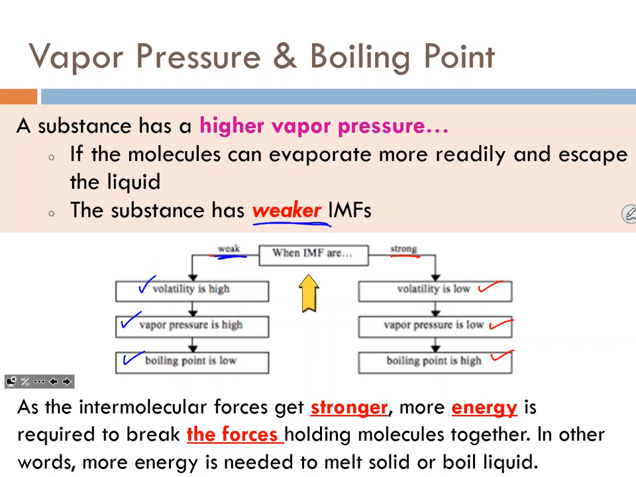So as the intermolecular forces get stronger, more energy is required to break or overcome those forces holding the molecules together. In other words, more energy is needed to melt or boil, to change phase. So things with stronger forces have higher melting and boiling points than things that have weaker forces.